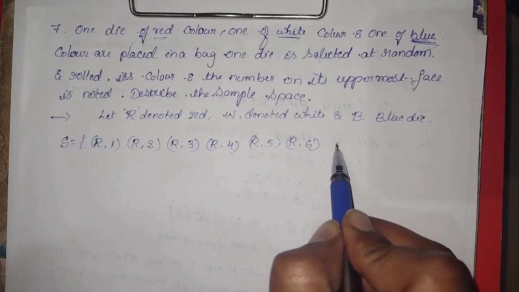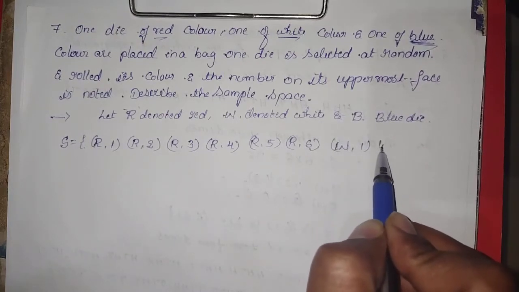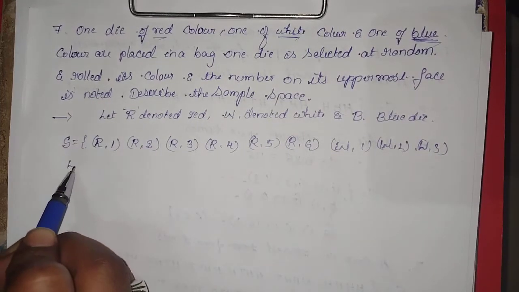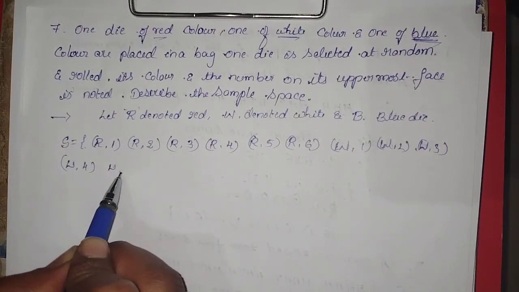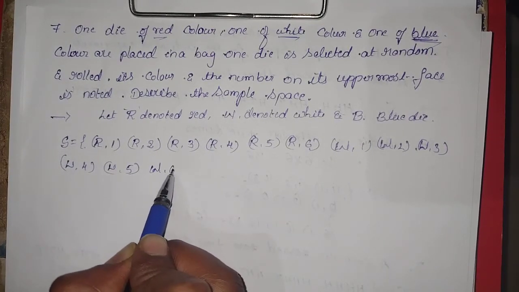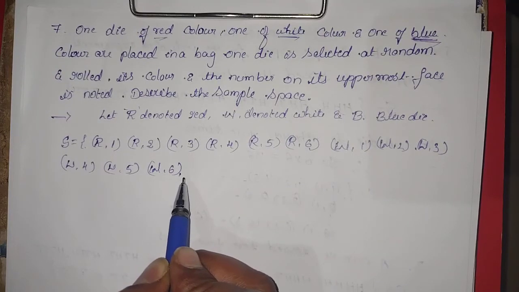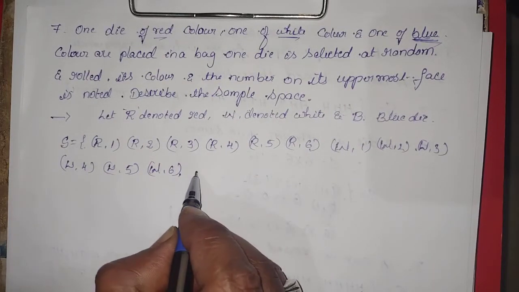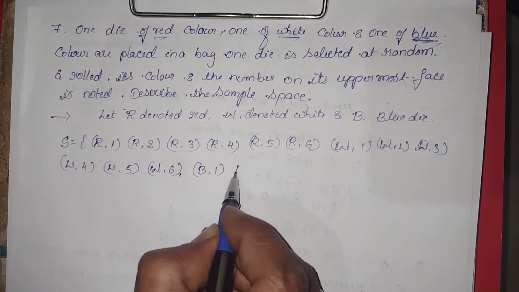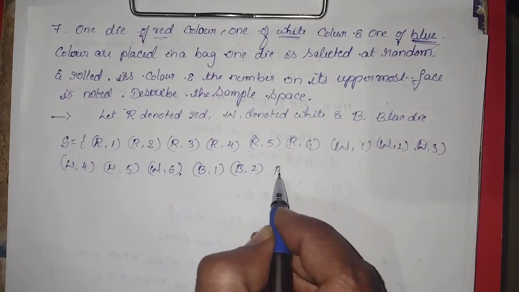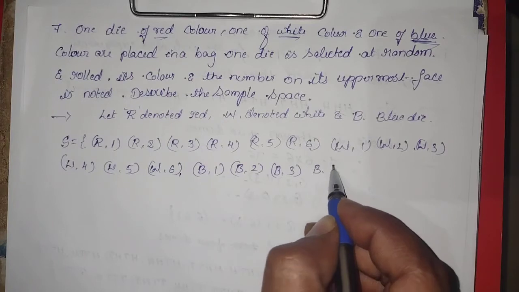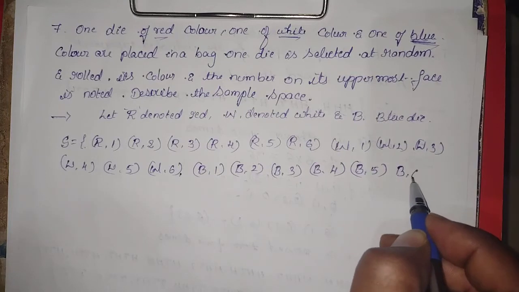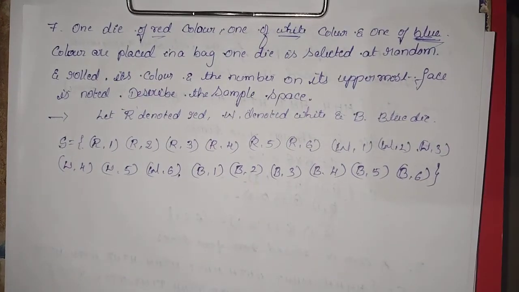And white like W1, W2, W3, W4, W5, W6. Finish, the white die is finished. Next, last, which one? Blue die, like B1, B2, B3, B4, B5 and B6. So these are the sample space.